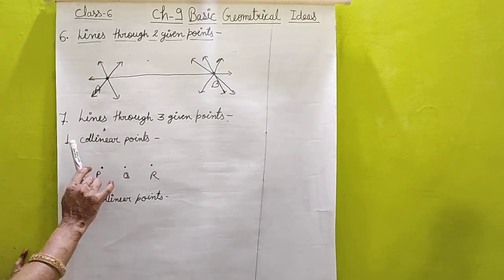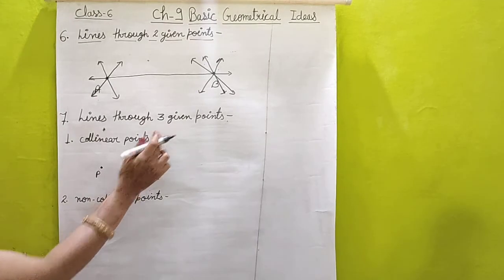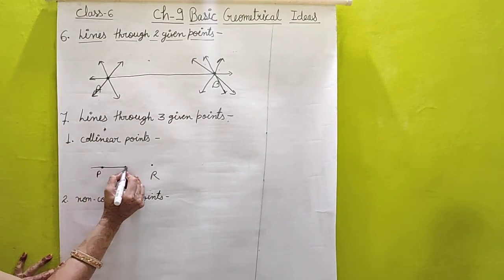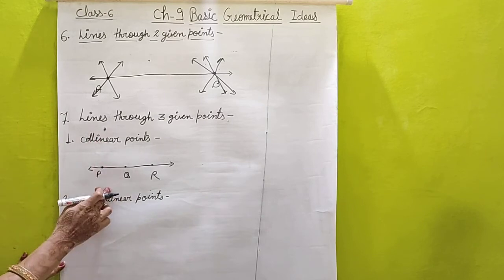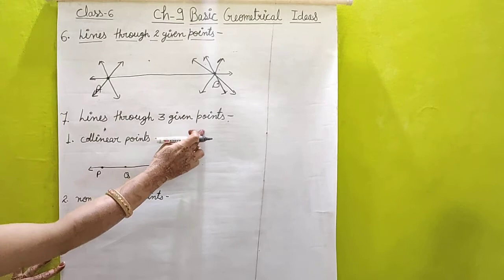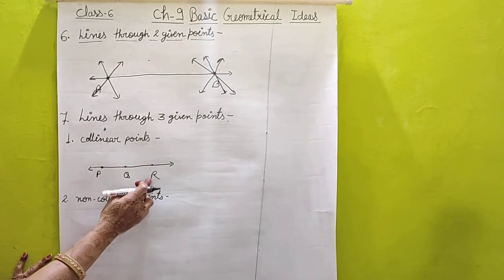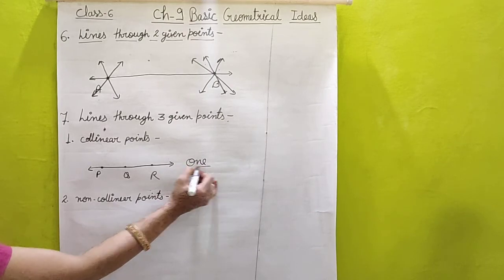So when points are collinear, they lie on the same line. Then how many lines can you draw? Only one single line we can draw through the collinear points. Here 3 points are given but they are collinear, so only one line we can draw.